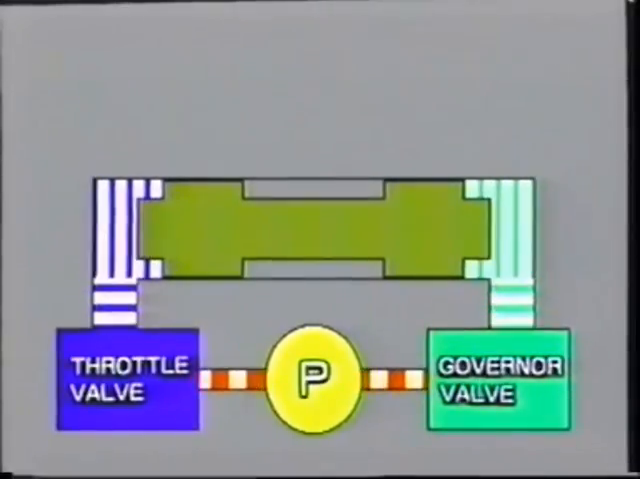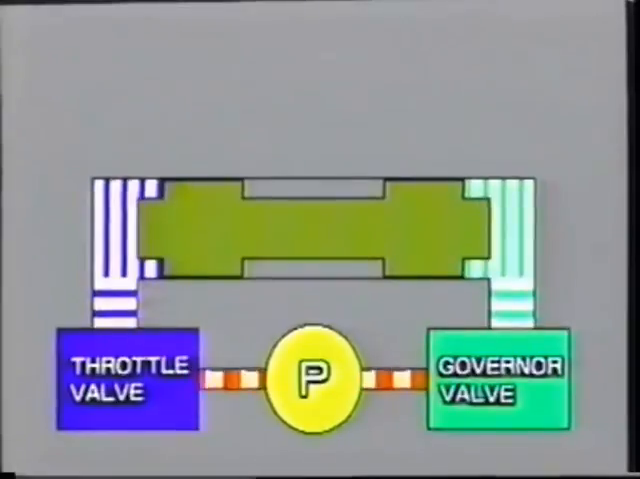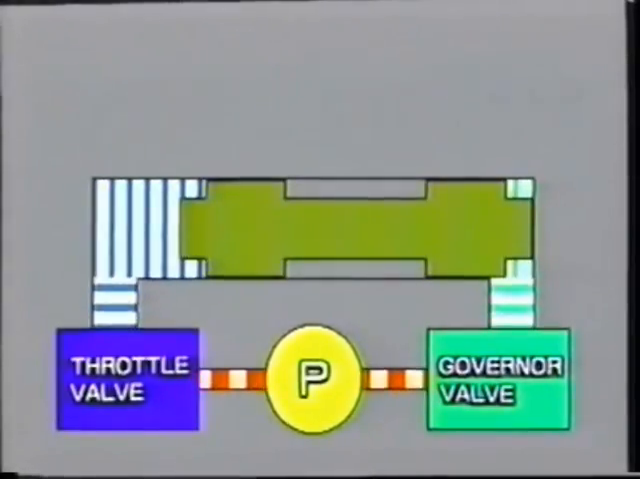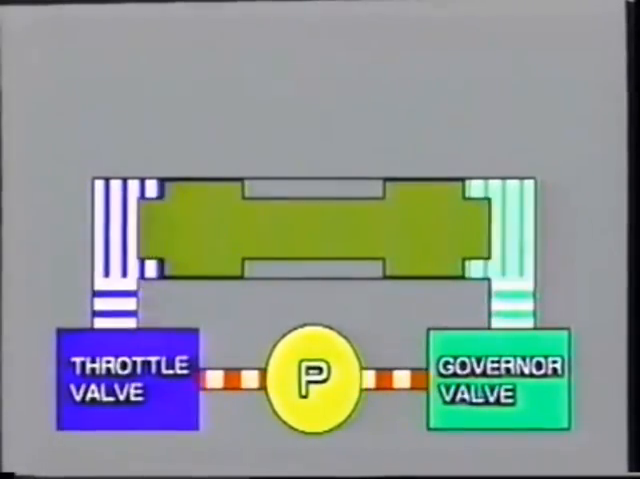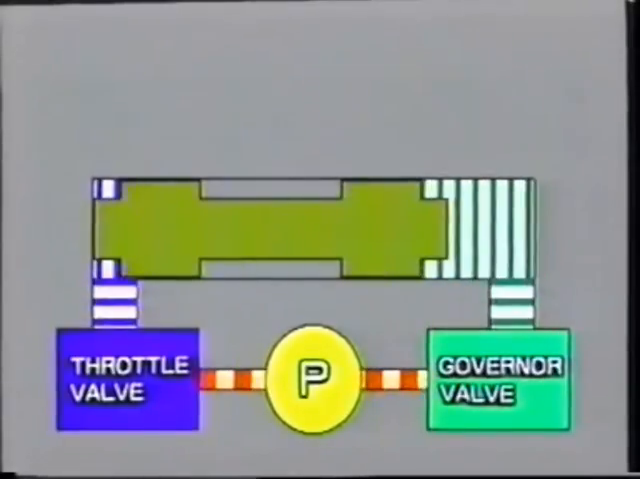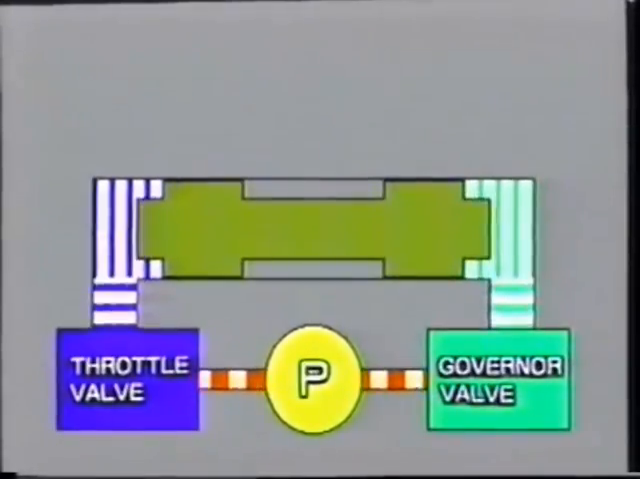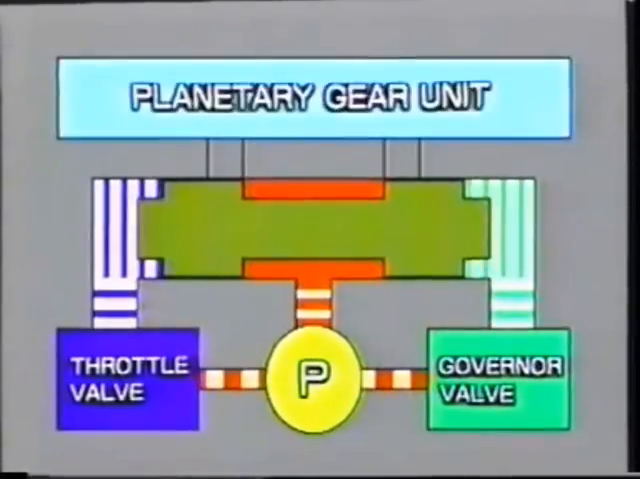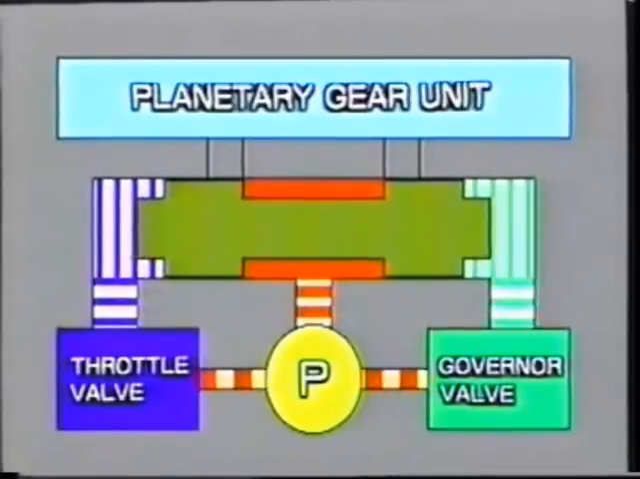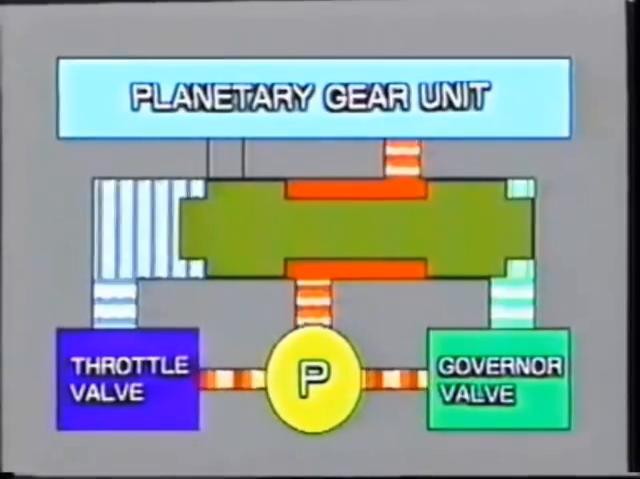Throttle pressure is applied to one end of the shift valve, and governor pressure is applied to the other end. The shift valve moves to the right or to the left, depending on the difference between these two pressures. As the shift valve moves, it opens up a fluid passage, allowing the hydraulic pressure generated by the oil pump to actuate a clutch or brake piston.